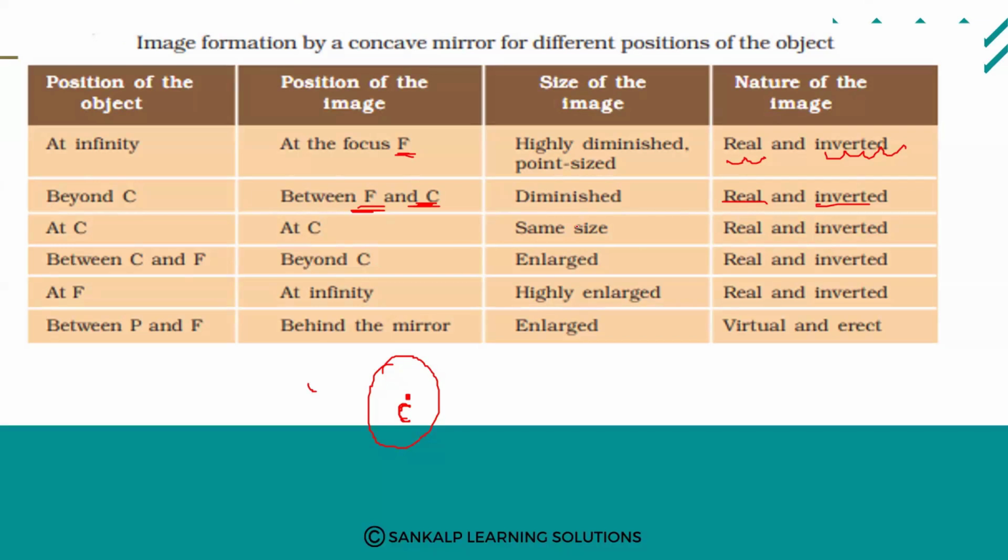At F, when you keep the object at F, then you will get the image at infinity and it is highly enlarged. It looks very big, real and inverted. Between P and F, behind the mirror, enlarged, virtual and erect. So this is very, very, very important. Okay, these all are in case of concave mirror.